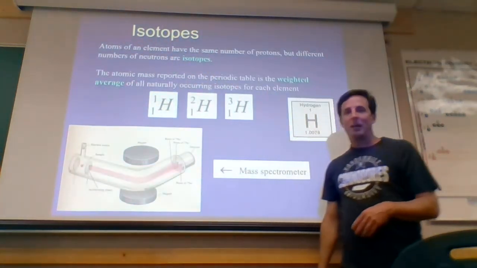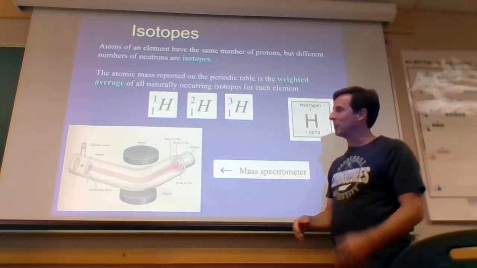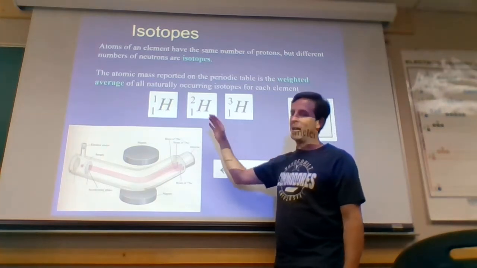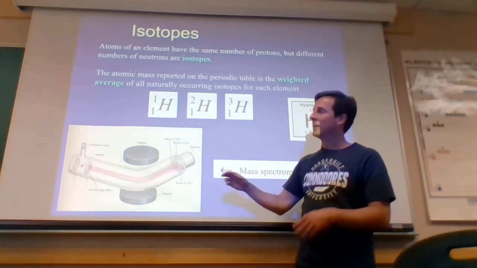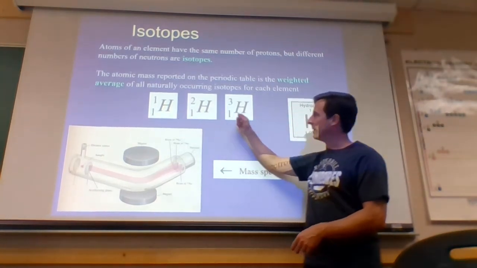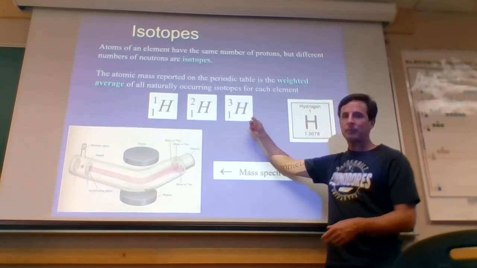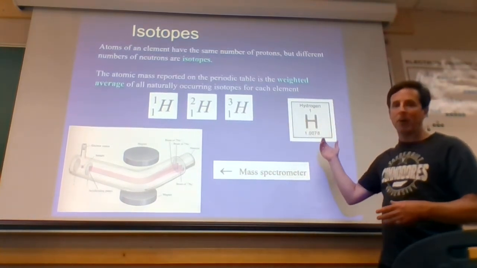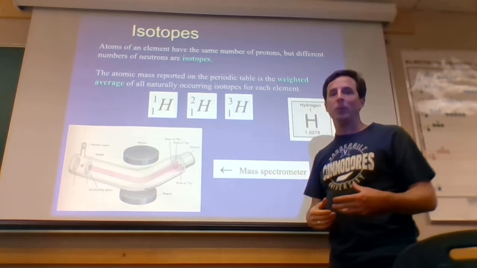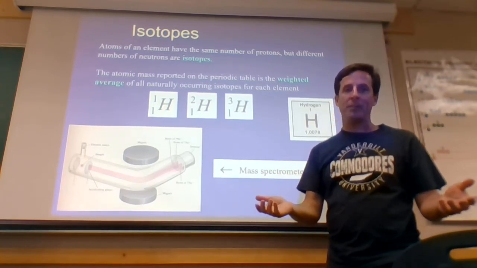All right, guys, I'm picking right back up again. So we just talked about isotopes. Hydrogen has 3 isotopes. They have different masses, different numbers of neutrons. These 2 are stable isotopes. This one's radioactive. On the periodic table, though, the periodic table can't give you all 3 masses of the hydrogen atoms.